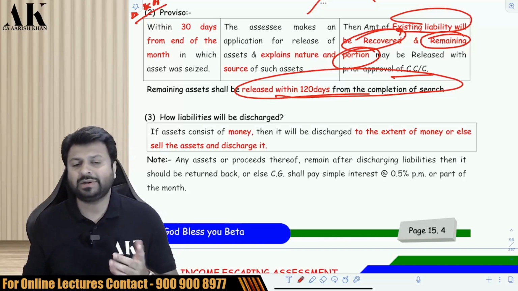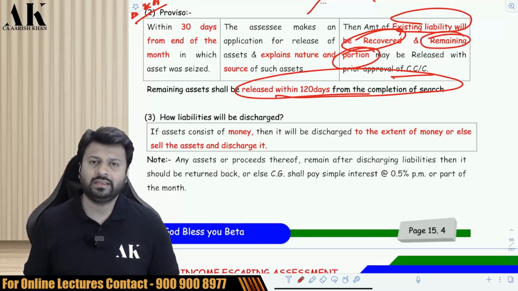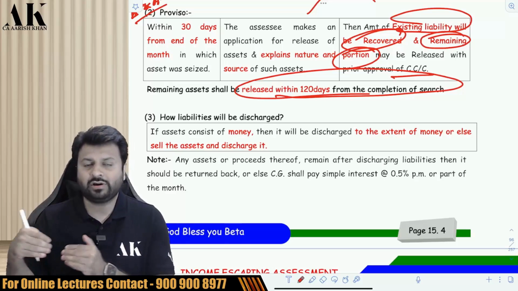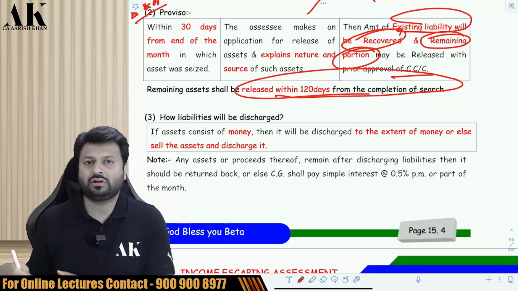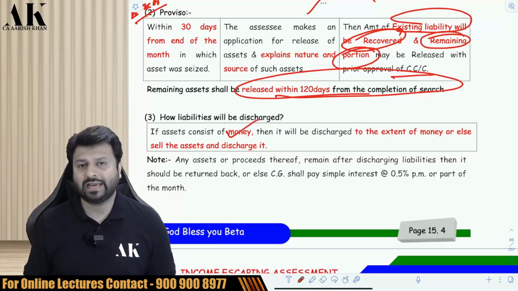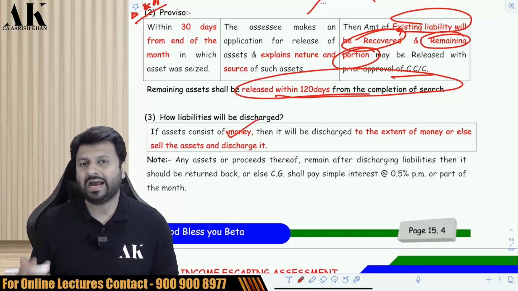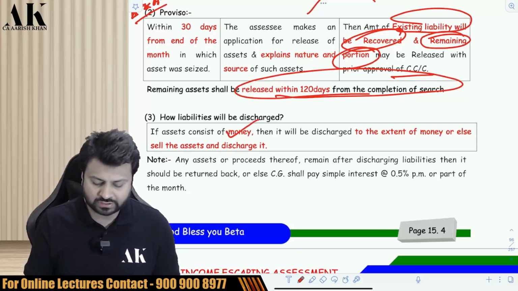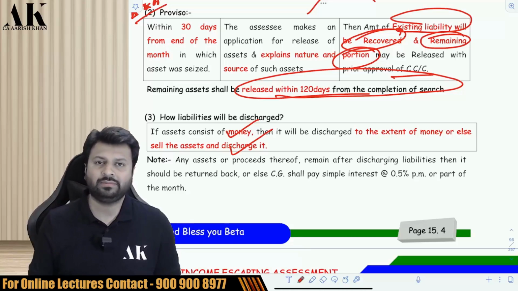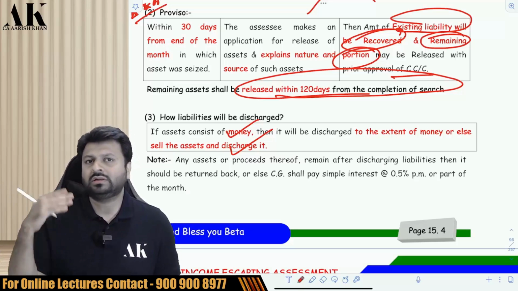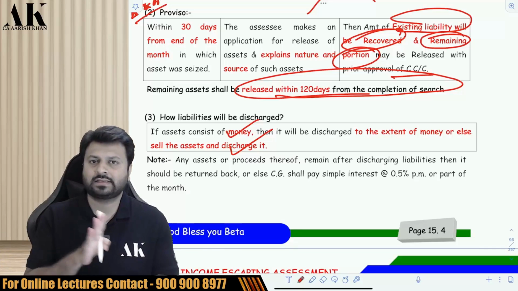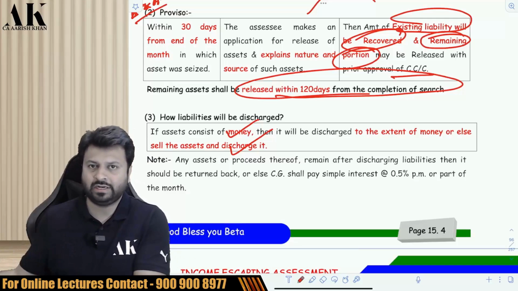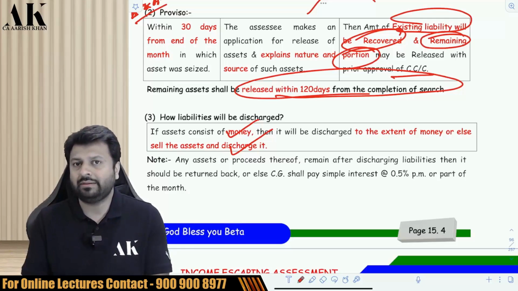Okay. Last but not least, how will the government discharge the liability? If the department has seized your cash also, and your assets also, first they will recover the money from cash, that is from hard cash, and if the hard cash is not sufficient, they will sell your assets and discharge the liability. And after that, whatever is left, suppose they have recovered 10 crore from you. Out of that 10 crore, 4 crore is cash, 6 crore is asset. So first they will recover tax liability from the 4 crore cash. Then the 6 crore asset will be sold, and after that, if some amount is left, they will return it to you.